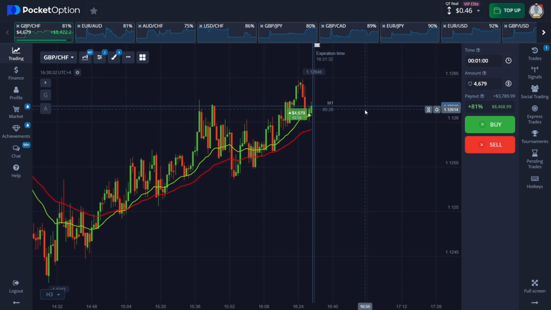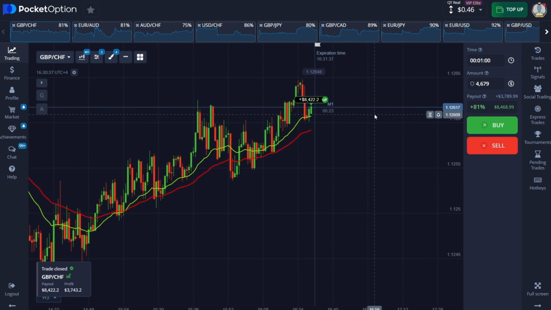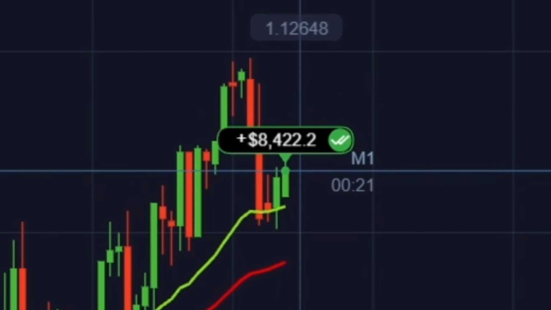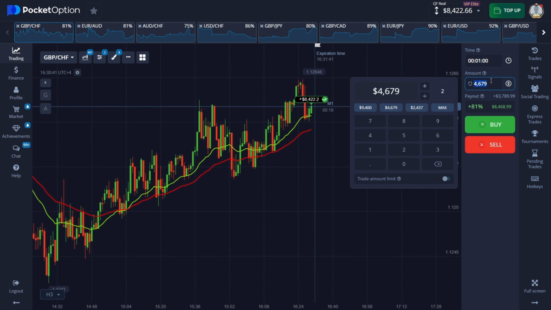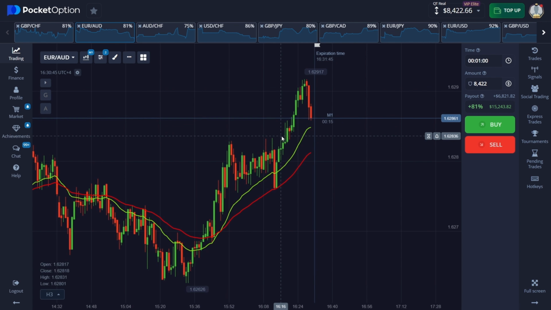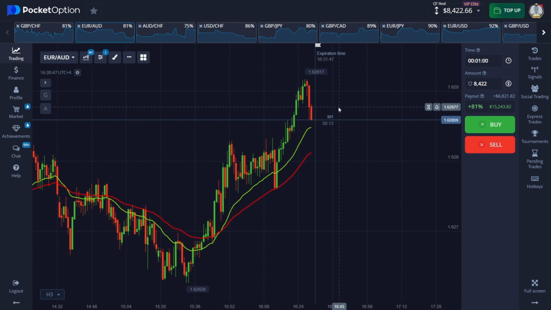Only a few seconds left, and I won another trade in this compounding session. Now my balance is at $8,422. Let's find a trade for $8,422.